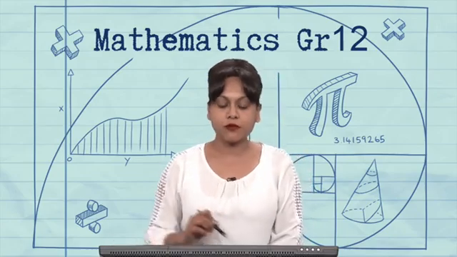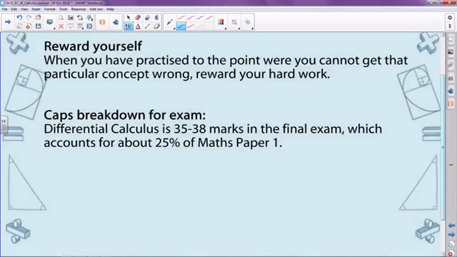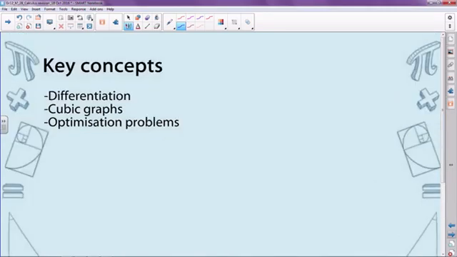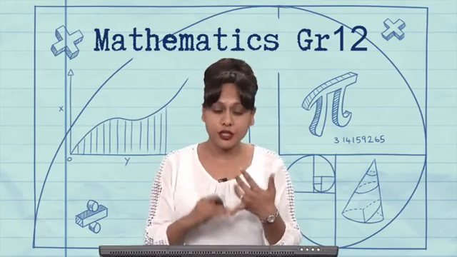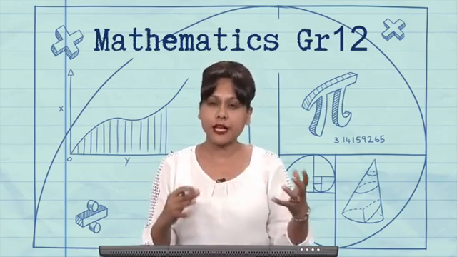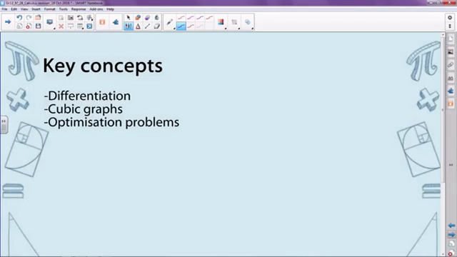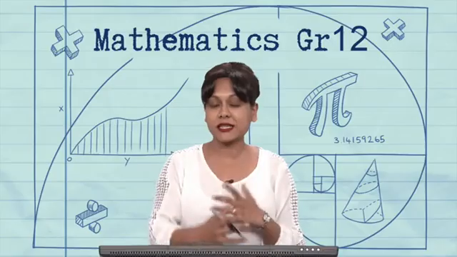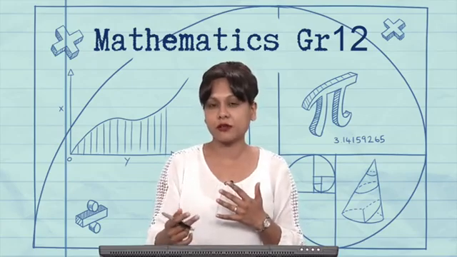Now, the CAPS breakdown for exam purposes: differential calculus is 35 to 38 marks in your final exam paper 1. It accounts for roughly 25% of that paper. The key concepts that we look at when we do calculus revision are differentiation, cubic graphs, and optimization problems. With differentiation, you need to know how to derive both by first principles and by rule. You cannot leave the first principles section out of your studies.